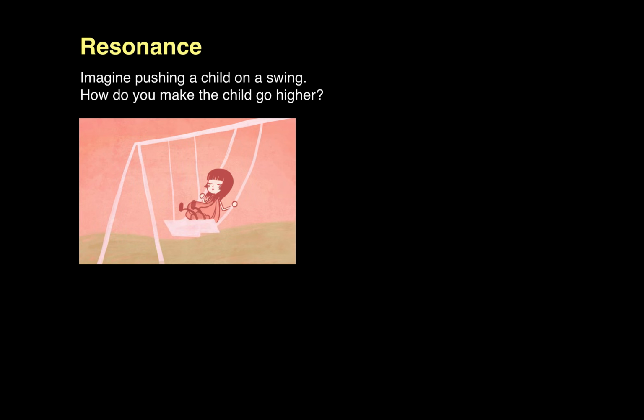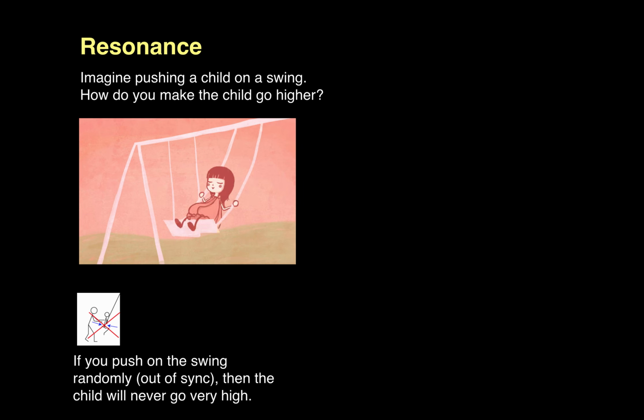Resonance. Imagine pushing a child on a swing. A swing is really just a special kind of pendulum system. How do you make the child go higher? Well, if you push the swing randomly or out of sync with its pendulum motion, the child will never go very high.